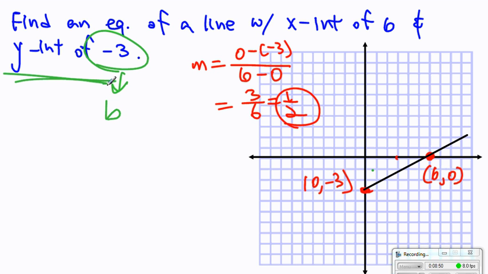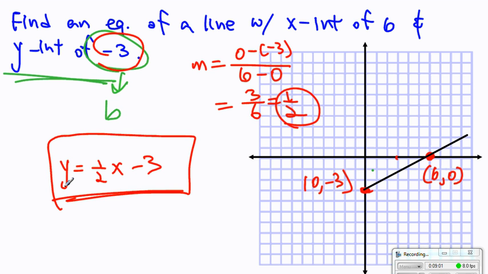So we know the slope, we know the y-intercept. I think we are done. The equation is y equals 1/2 x minus 3. That's how we can find the equation.